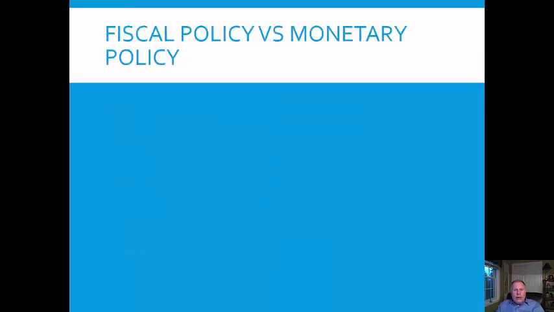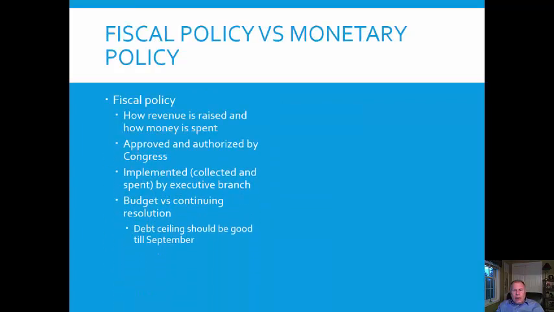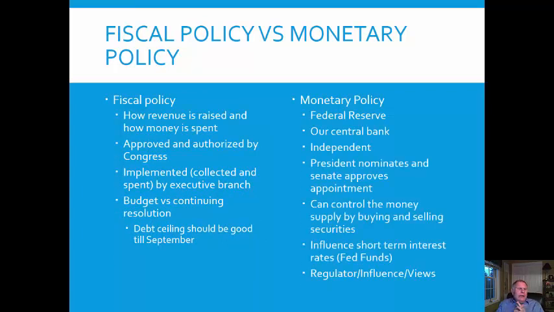Next thing I want to talk briefly about is the difference between fiscal policy and monetary policy. Fiscal policy, how revenue is raised and how money is spent, is fiscal policy. That's approved and authorized by Congress. It's implemented, collected, and or spent by the executive branch.